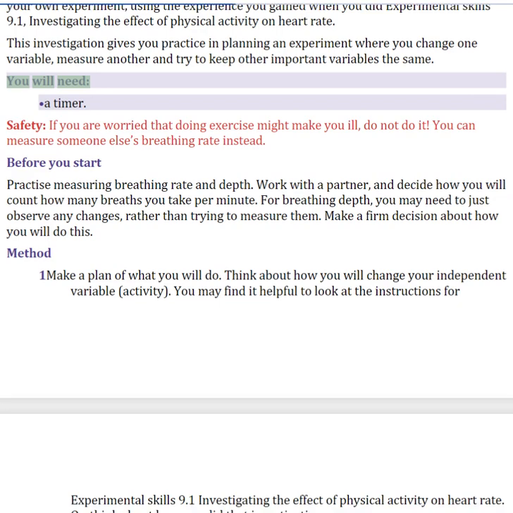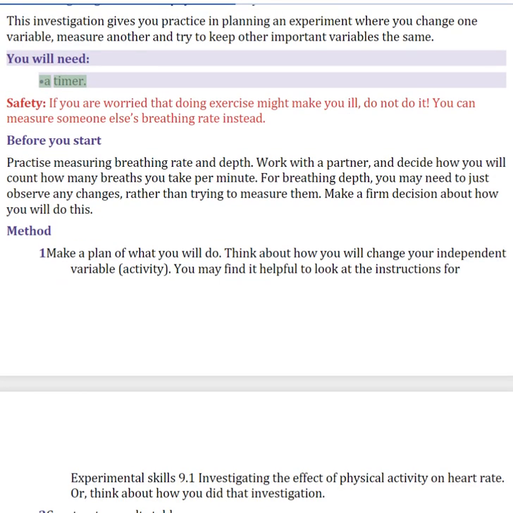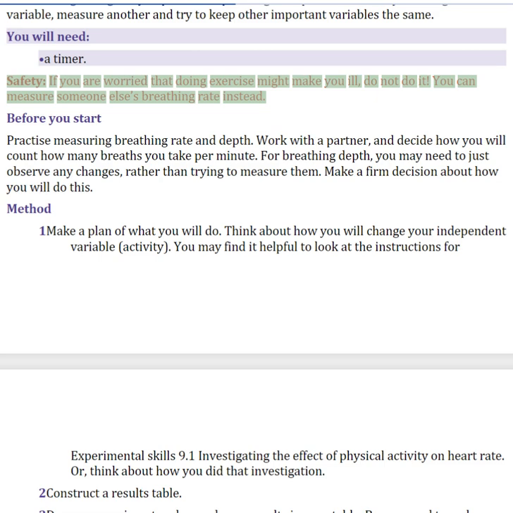You will need a timer. Safety. If you are worried that doing exercise might make you ill, do not do it. You can measure someone else's breathing rate instead.